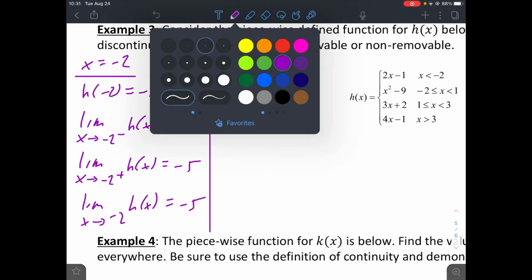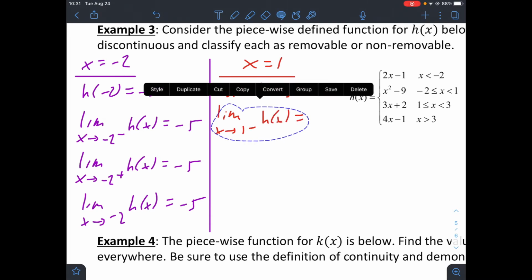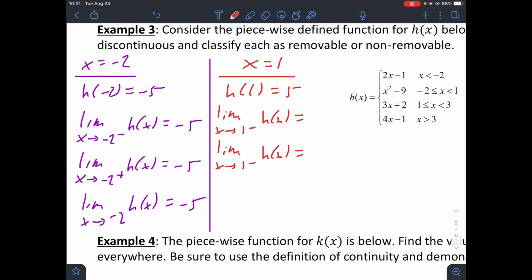All right, now let's check x equals 1. If we put 1 into the equation, into here, we would get 3 times 1 plus 2, which is 5. So h of 1 is 5. So the first criteria is met. There is a y value. Then we have to check our limit. So the limit as x approaches 1 from the left of h of x, and the limit as x approaches 1 from the right of h of x, and see if those are the same.